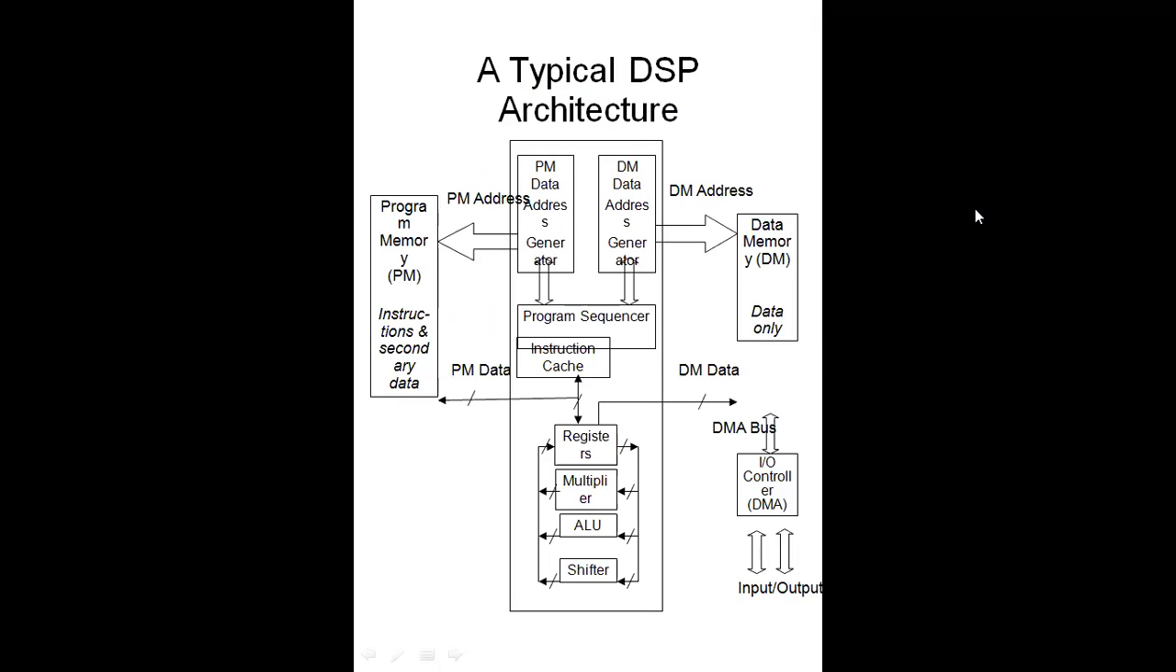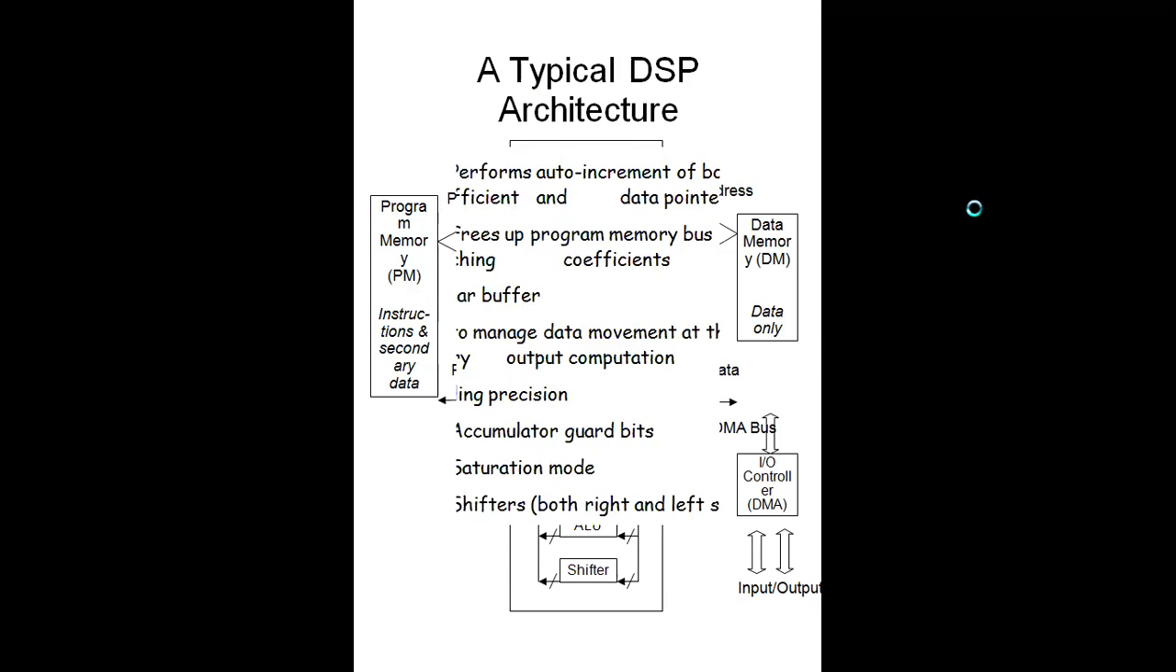What about the typical DSP architecture? We'll have program memory and data memory. In between, we'll have a program memory address and data memory address. We'll have instructions and secondary data, whereas the data address generators will be given to a program sequencer. Similarly, it has to be passed over to a register cache. We know that all the addresses have to be stored in a register that is given to a multiplier. We'll have ALU, shifter, DMA bus, and then an IO controller. Finally, we'll have input or output.